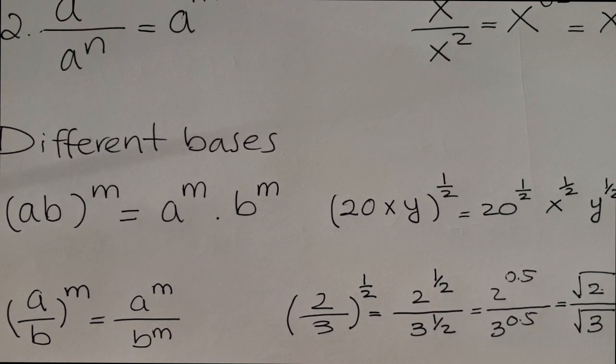Let's do an example. So let's say the fraction here is 2 over 3, and then the whole thing is raised to the power 1 over 2, which would be equal to, the power would be distributed to the numerator and denominator equally. So that would be 2 to the power 1 over 2 and 3 to the power 1 over 2. And we know that when the power is 1 over 2 or 0.5, that means the square root. So that would be the square root of 2 over the square root of 3.